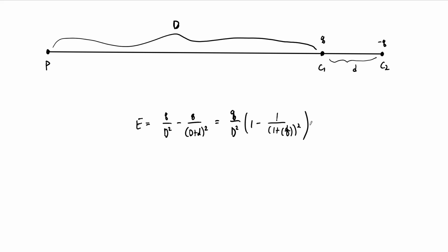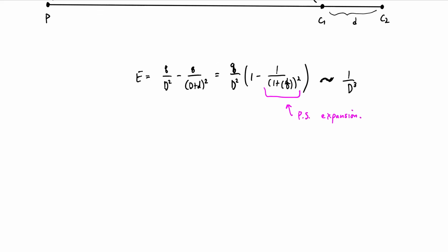We're asked to show that when P is far away from C1, when we get far away from the dipole, this field is about proportional to 1 over D cubed. Sometimes we would write this as big O of 1 over D cubed. That's our goal here. The whole job is to focus on this term and expand it out as a power series in lowercase d over capital D, and see what happens to all the terms. That's our goal.